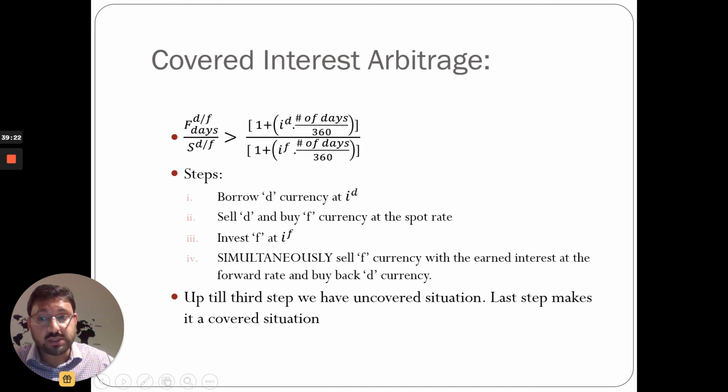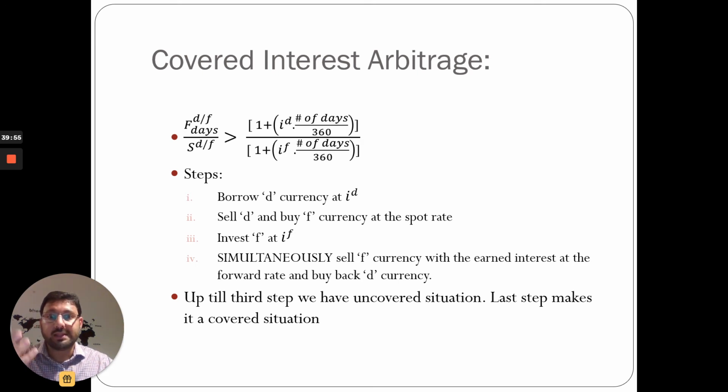In that situation, you are at risk. You can end up getting extra profit, or you can end up getting a loss. Now, what is your asset currency when you did the 3rd step? Your asset currency is the F currency. So if the worth of each unit of F currency increases more than what the forward is saying, you will have tremendous profit.